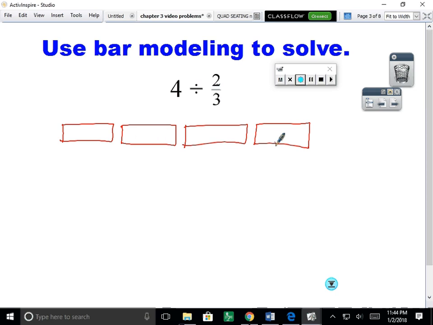I want to then pay attention to this denominator first. Well, this tells me 3 parts per bar. In each bar, I have to show you 3 equal parts. Oh, just like last time, we have thirds happening again. So I know I can accomplish that by putting 2 lines in each bar. That makes 1, 2, 3 thirds. 1, 2, 3 thirds. And again, I have 4 whole bars to start.